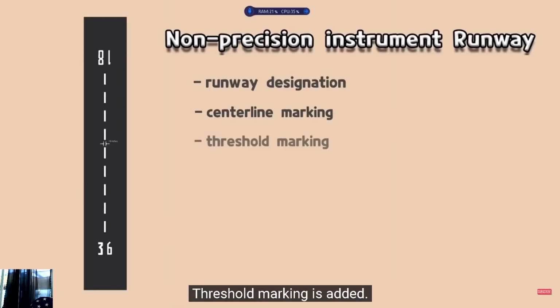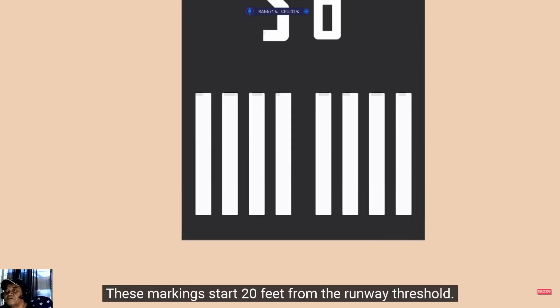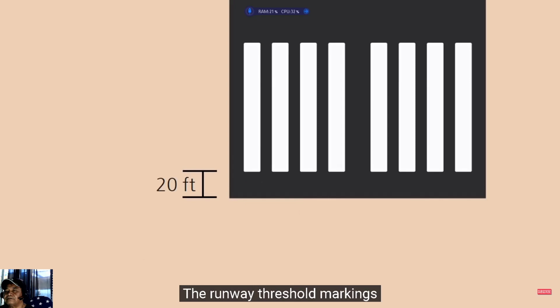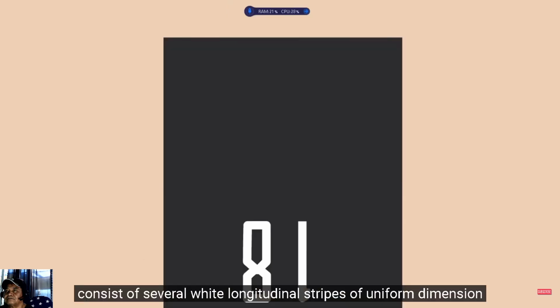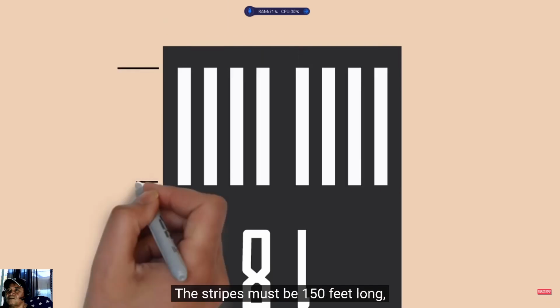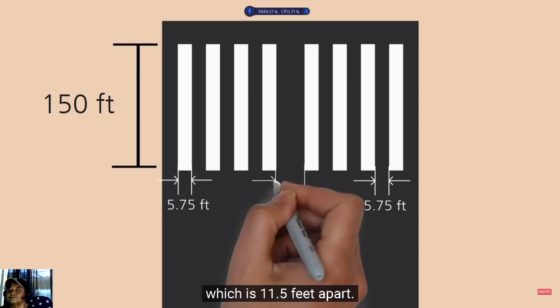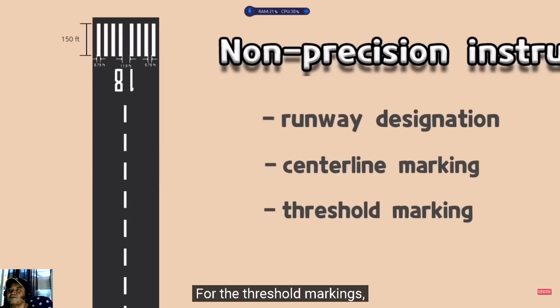Second, threshold marking is added. A threshold marking identifies the beginning of the runway that is available and suitable for landing. These markings start 20 feet from the runway threshold. The runway threshold markings consist of several white longitudinal stripes of uniform dimension arranged evenly about the runway centerline. The stripes must be 150 feet long, 5.75 feet wide, and spaced 5.75 feet apart except the center space, which is 11.5 feet apart. For the threshold markings, the number of stripes varies depending on the width of the runway.